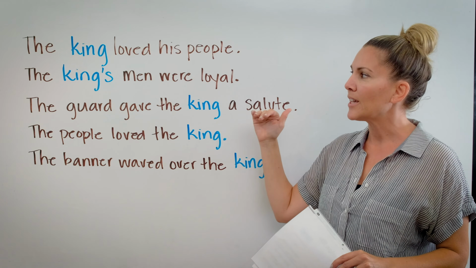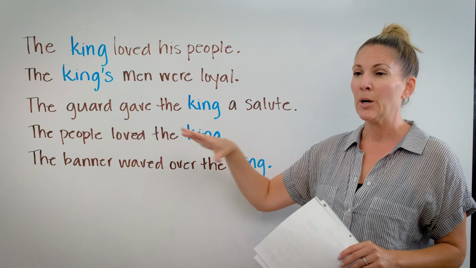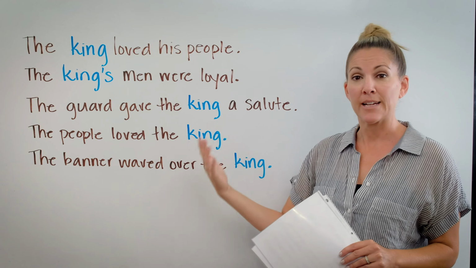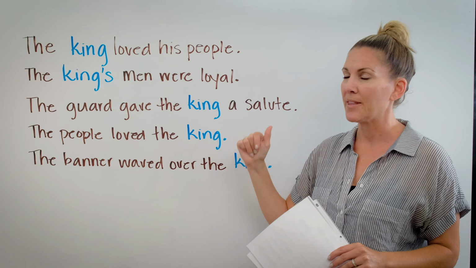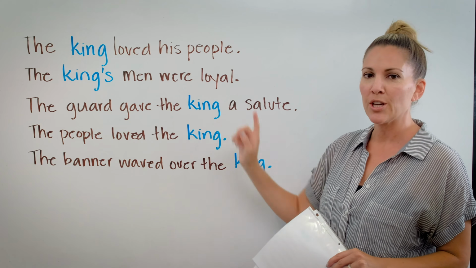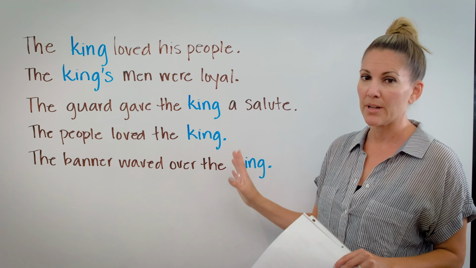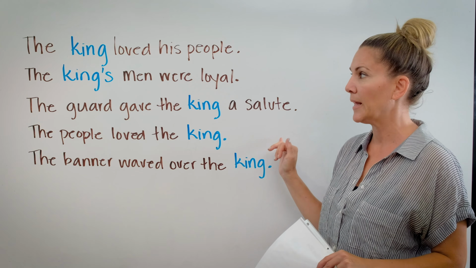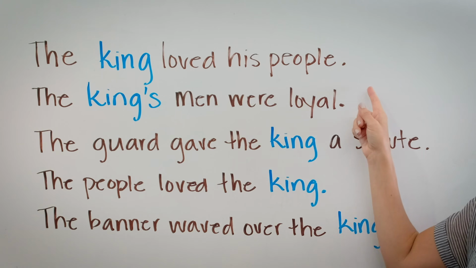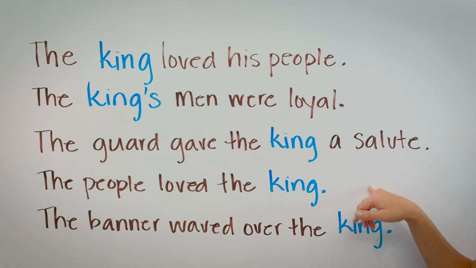I want you to look at the sentences I have on the board here. The first concept we're going to wrap our heads around is the idea that Latin is an inflected language. I'll explain what that means in just a minute. But for now, let's look at these sentences on the board. I want you to look at the word king. In each of these sentences, whether you realize it or not, the word king is playing a different role in English. In the first sentence, it's the subject. In this one right here, it's the indirect object. In this one here, it's the direct object.